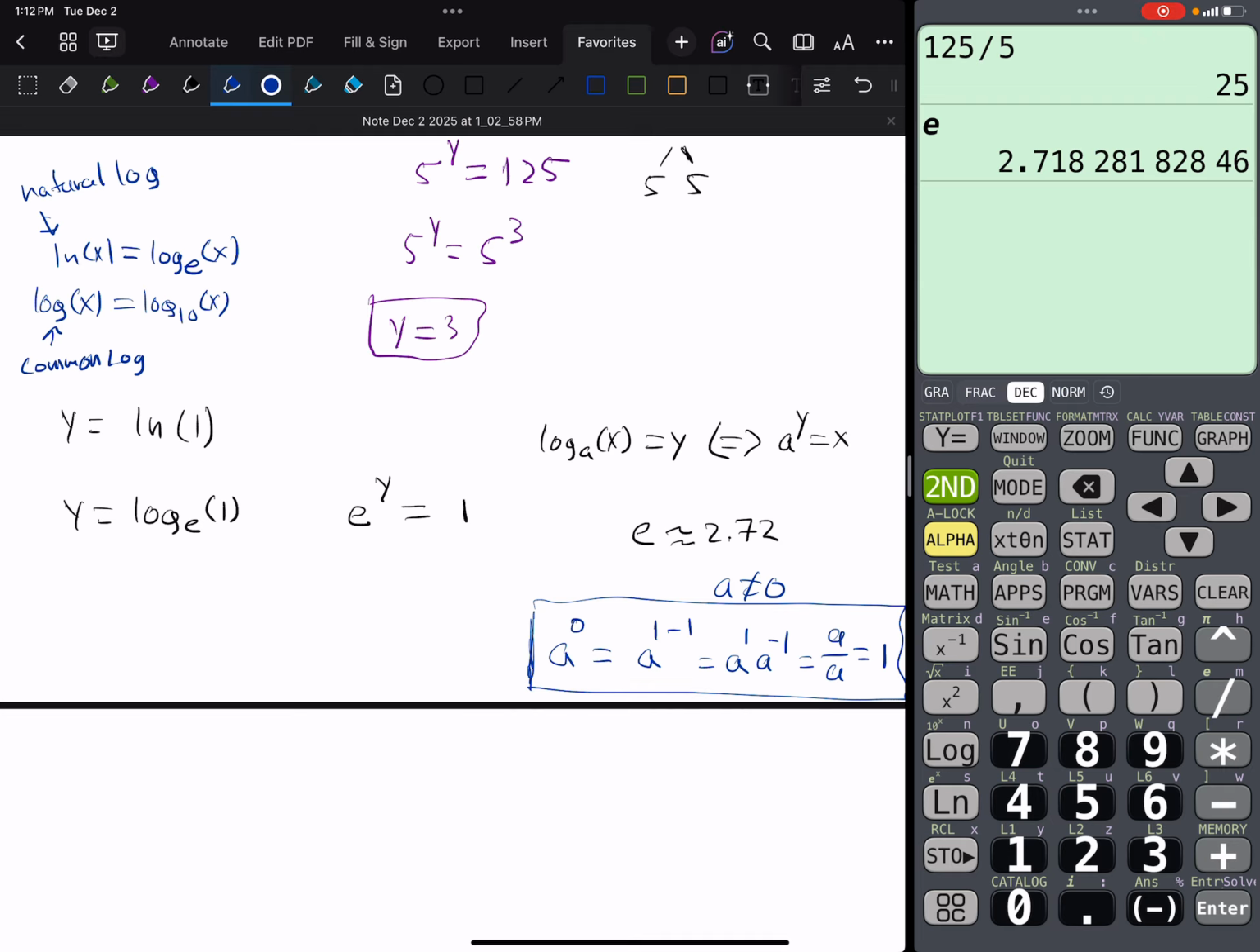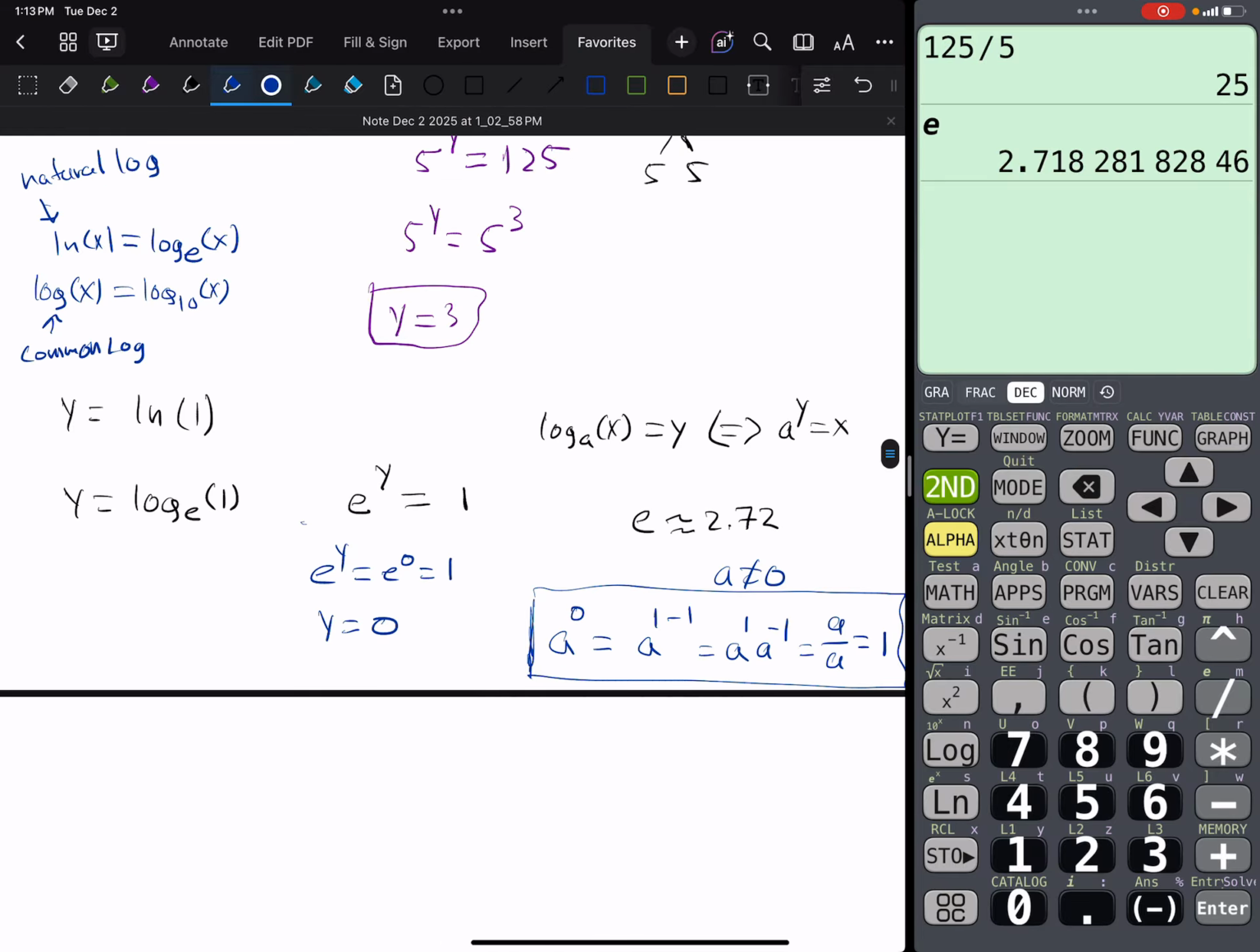What that literally means is that the only way for this to work is e to the y equals e to the 0 equals 1, so y equals 0. And if I go back to what I know about exponential graphs, that also makes a lot of sense, because this is an exponential with a base greater than 1, and the y-intercept is always going to be at x equals 0. So it makes sense that my variable would have to equal 0 in that case.